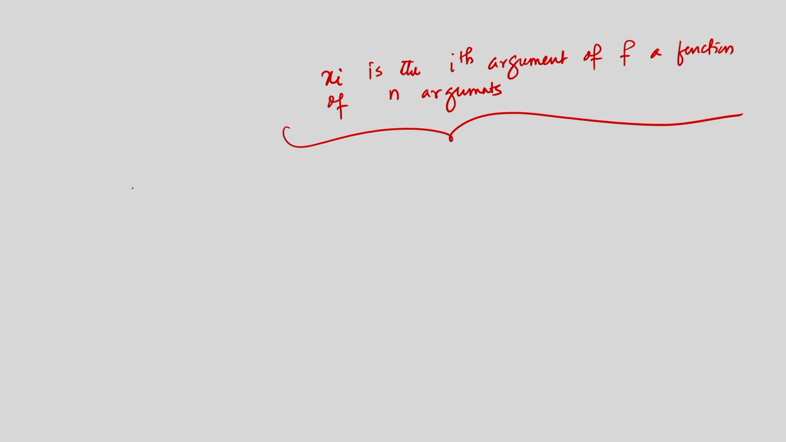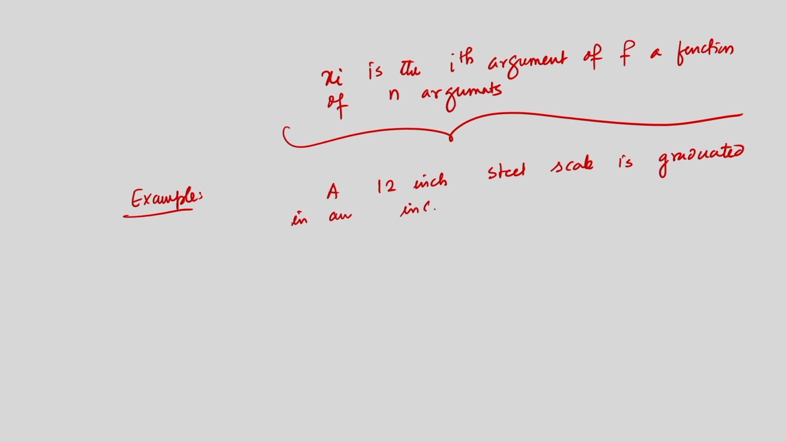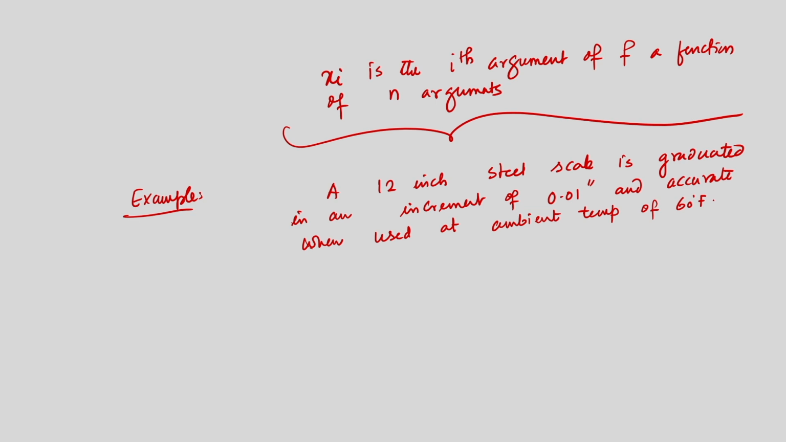Now, I am considering one example of fixed error. Example: a 12-inch steel scale is graduated in an increment of 0.01 inch and accurate when used at an ambient temperature of 60 degree Fahrenheit.